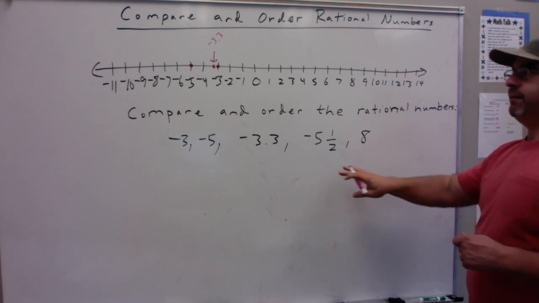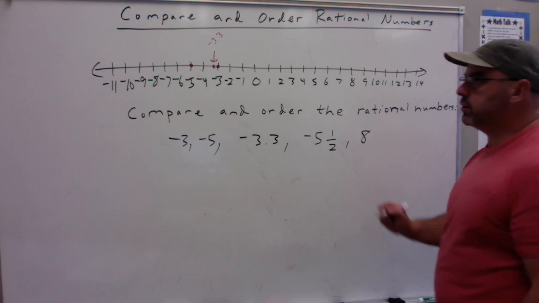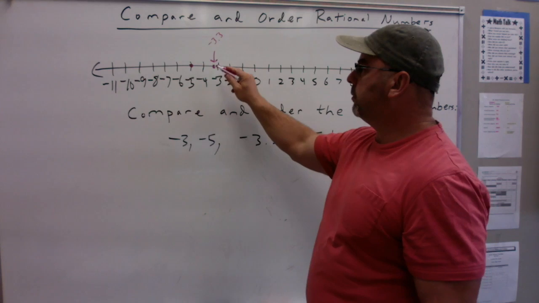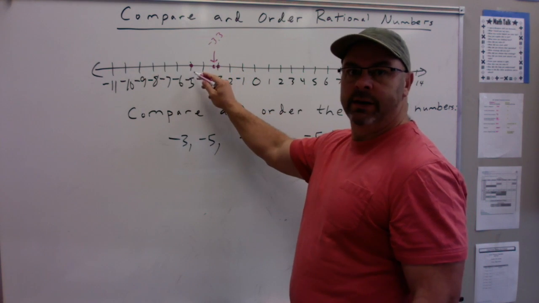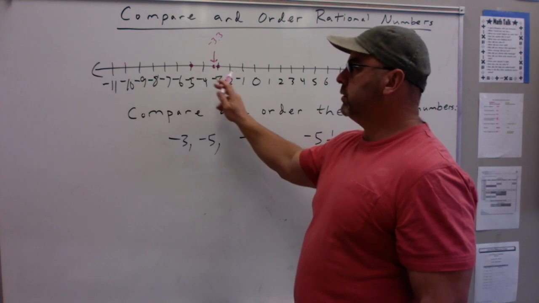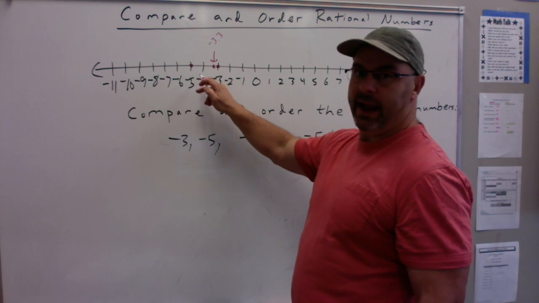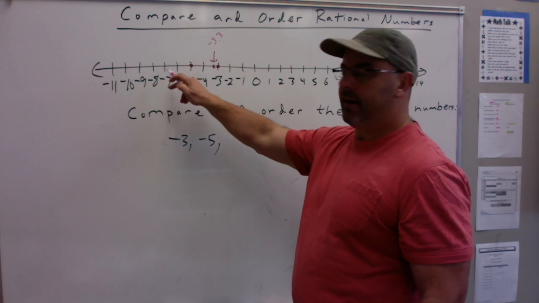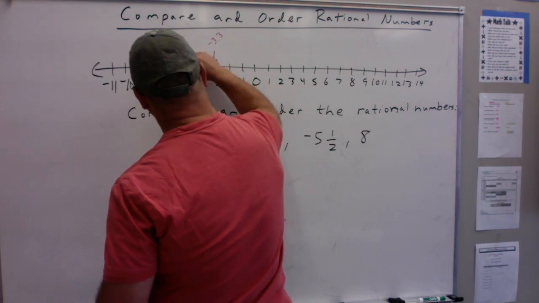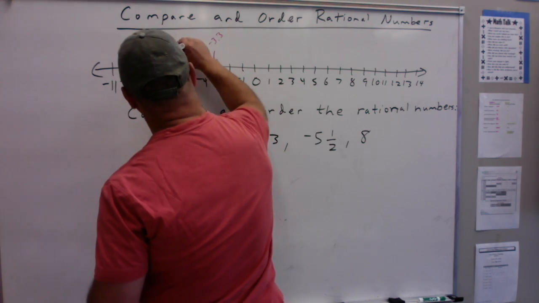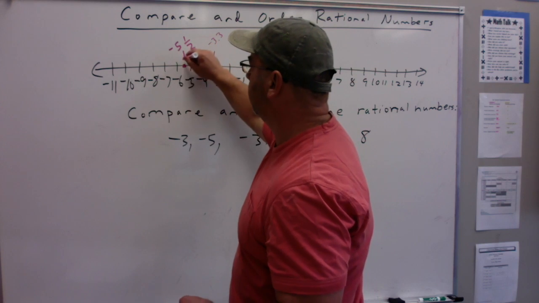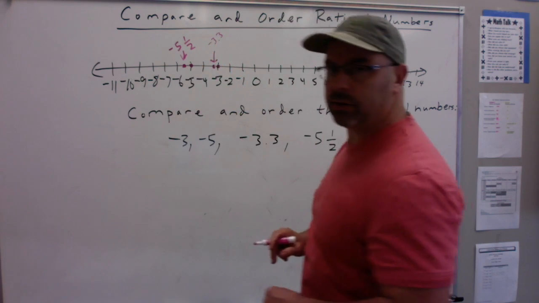Now, -5.5, where would that go? Let's go over to -5. 1, -1, -2, -3, -4, -5. And a half. So do I go to here? No, I don't go to the right. That'd be -4.5. I actually go to the left in between -5 and -6. So this is the point here, -5 and 1/2. Okay, that's that point right there. Drawing an arrow to it.